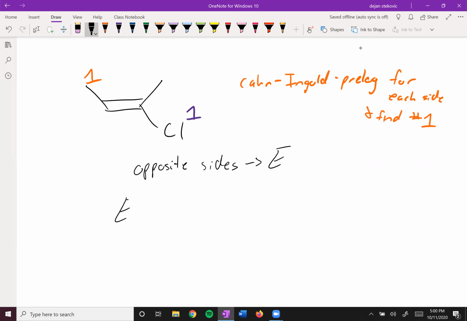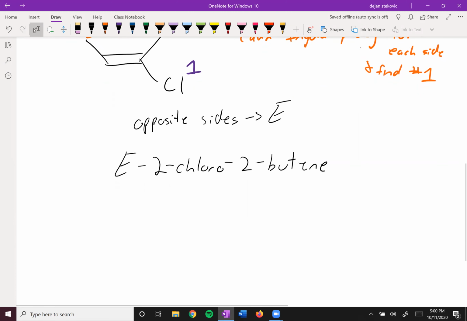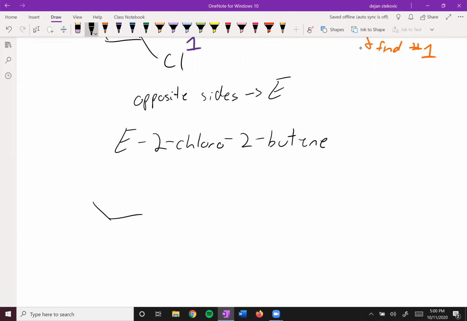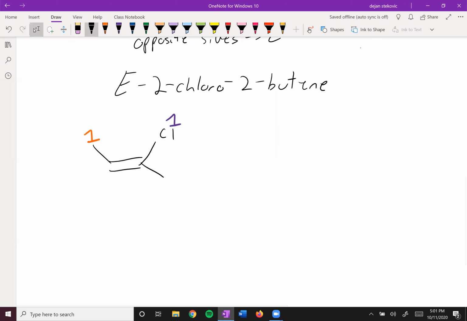So this would be E-2-chloro-2-butene, right? E for opposite side. And then if they're on the same side, right, we have our highest priority stuff on the same side here. This is then Z. So this is Z-2-chloro-2-butene.